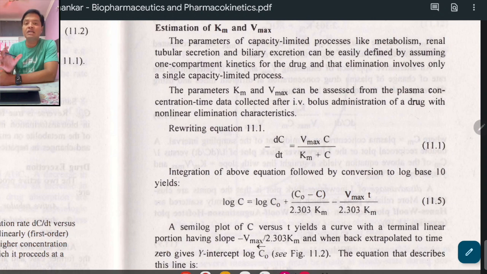For that, you need to consider a reaction or any process which is capacity limited, like the processes we have: metabolism, renal tubular secretion, or biliary excretion, or anything which is capacity limited.